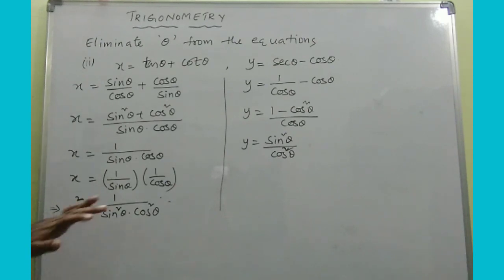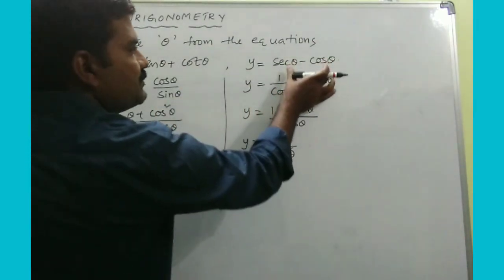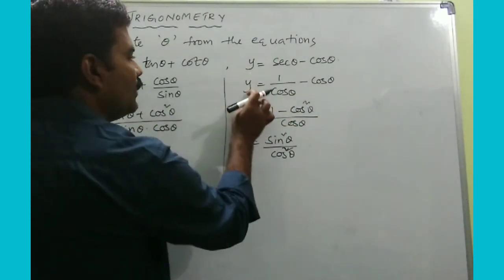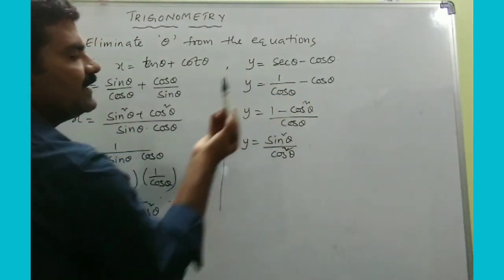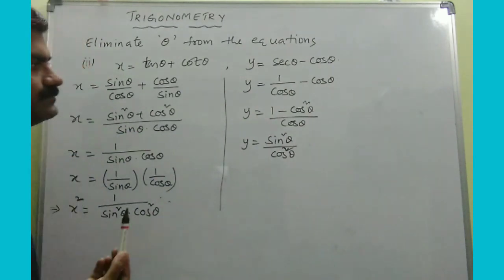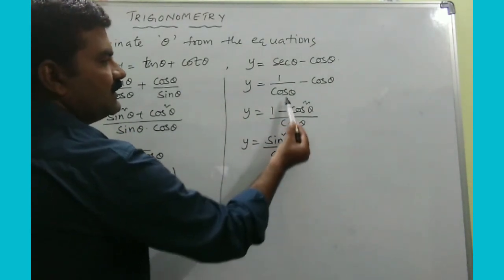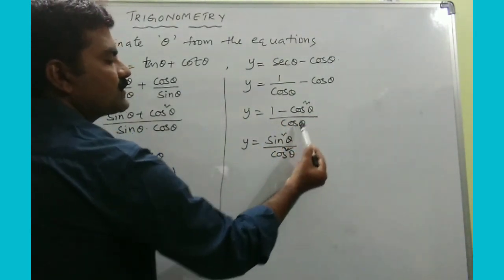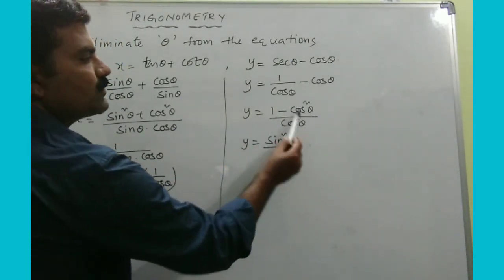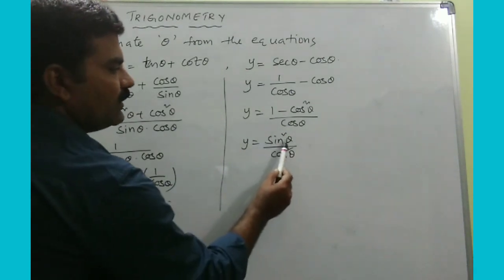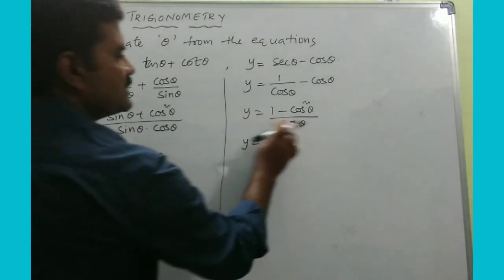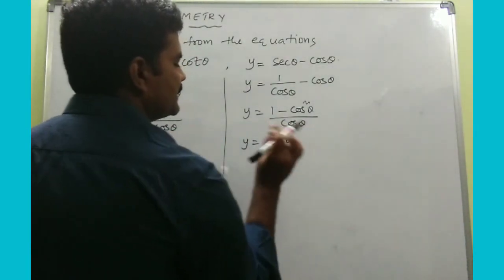Okay, wait for a minute. Similarly, first simplify this y, and then we'll go for squaring or not, that is secondary. Now y is equal to secant theta, I can write it as 1 by cos theta minus cos theta, as usual. Now the LCM is cos theta, so on cross multiplication, 1 minus cos square theta by cos theta. What is the formula for 1 minus cos square theta? It is sin square theta. So y is sin square theta by cos theta, isn't it?